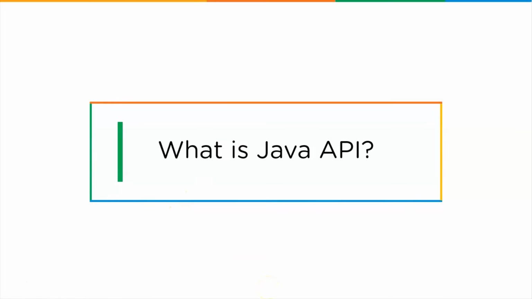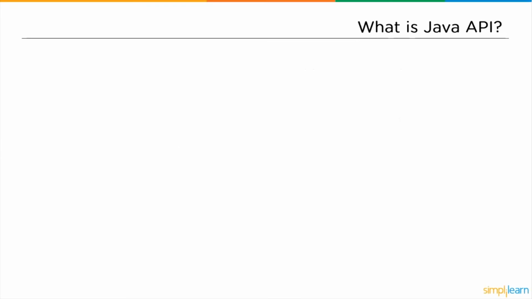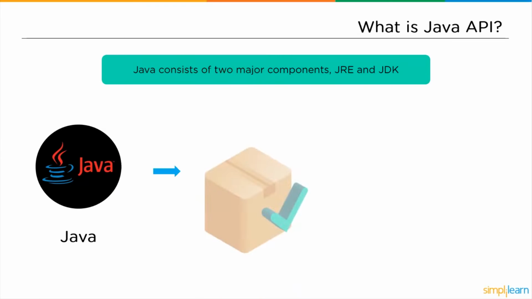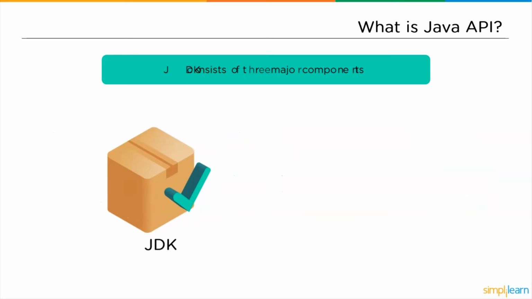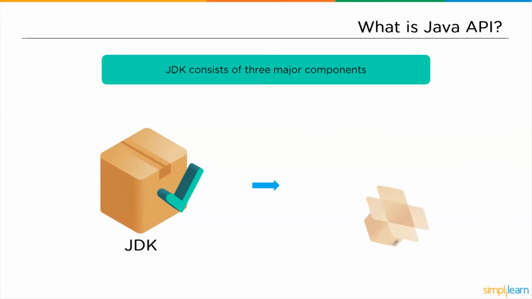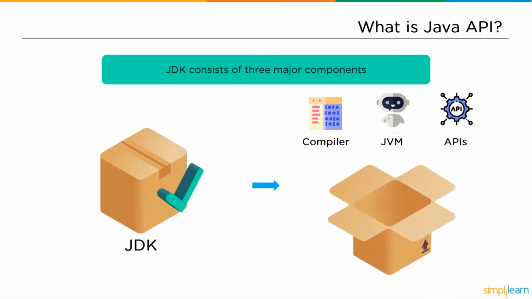Before we begin with what exactly a Java API is, we will understand what Java is. Basically, Java consists of two major components: the Java Runtime Environment and the Java Development Kit. When we get into Java's API, we might want to dig a little deeper into the Java Development Kit. The JDK consists of three more major components: the Java compiler, the Java Virtual Machine, and APIs. Now we will learn each one of them in a bit more detail.